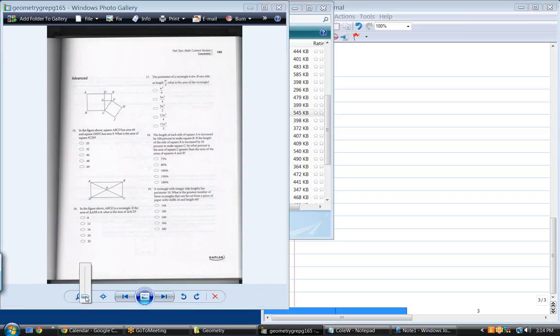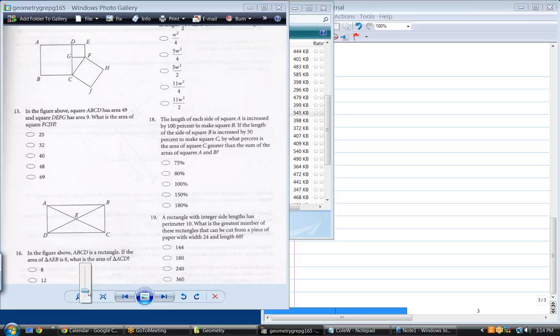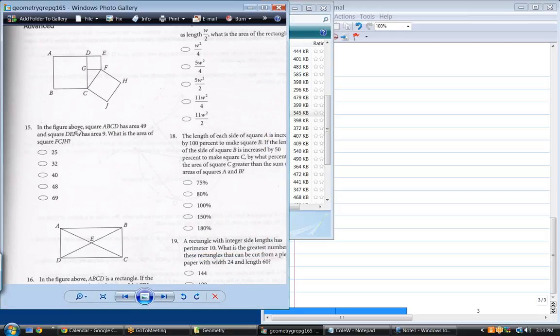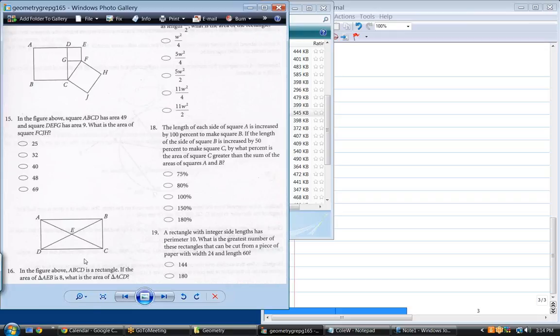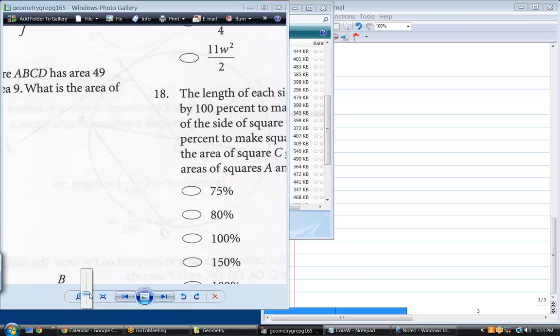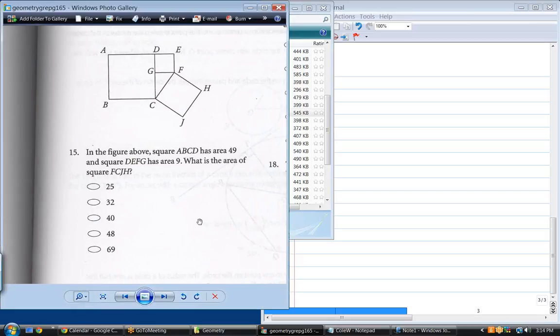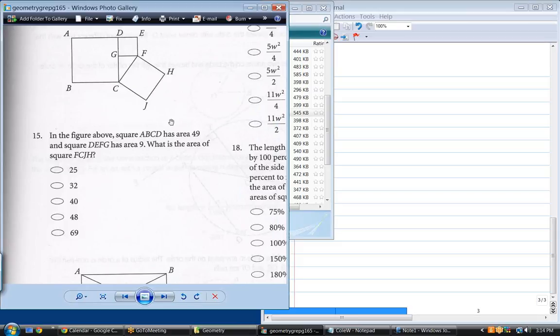Alright, this says advanced, and typically I've been skipping advanced, but you seem to be doing okay. Let's have a look and see if you can do one of these advanced. Make that just a little bit bigger. So this square has an area of 49. This little tiny square has an area of 9. And they want to know what is the area of that?